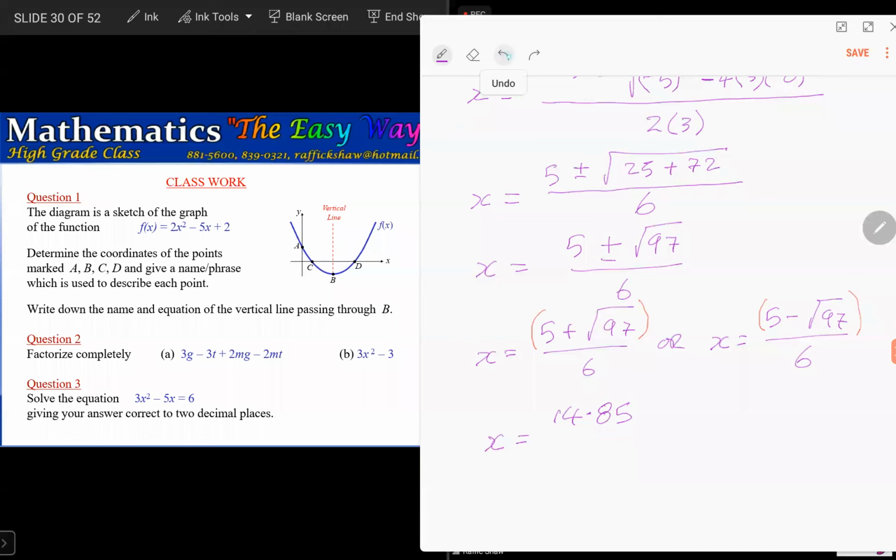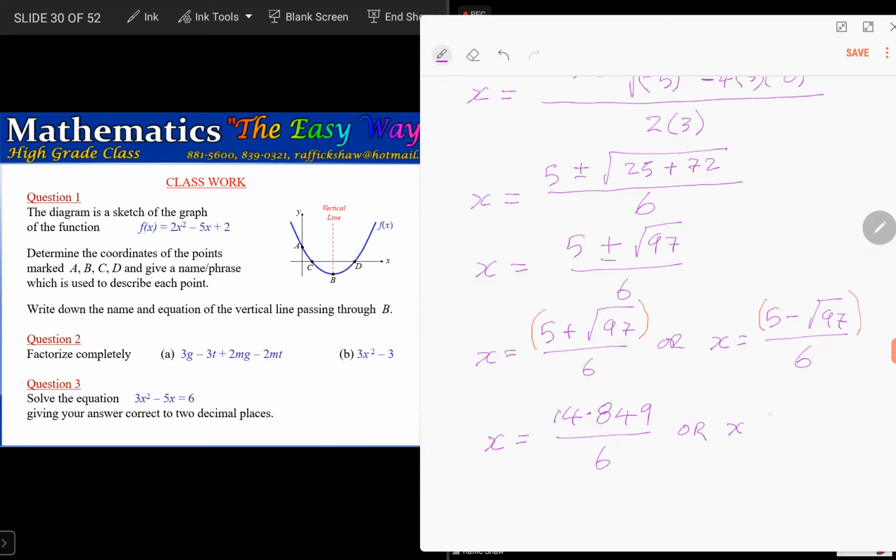So my calculator is giving me 14.848. So I'm going to write 14.849 divided by 6. So I'm correcting to 3 decimal places as I work. And my final answer, I give it to 2 decimal places, which then will be more accurate. All right, so I need to change this to a minus now.